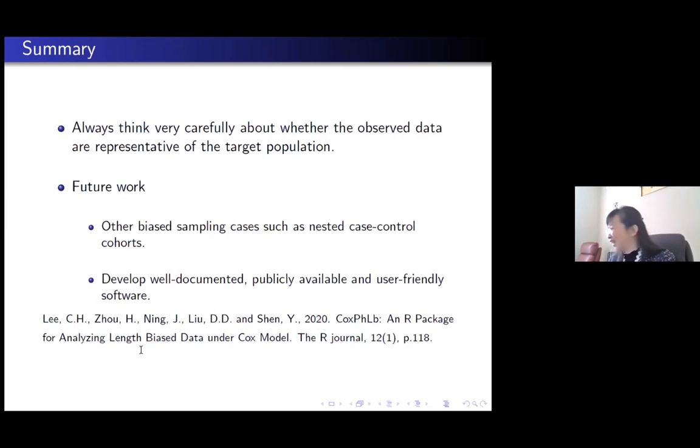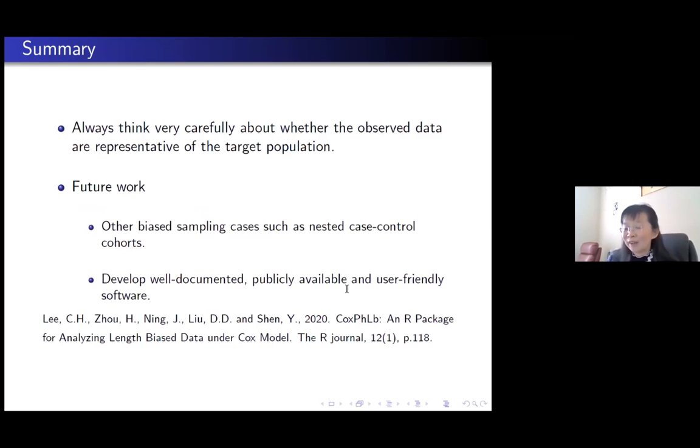So the main message of my talk is that we cannot automatically apply standard methods when analyzing observed data. Always think very carefully about whether the observed data are representative of the target population. Data with sampling bias are not rare, and sampling bias is far too common in research.